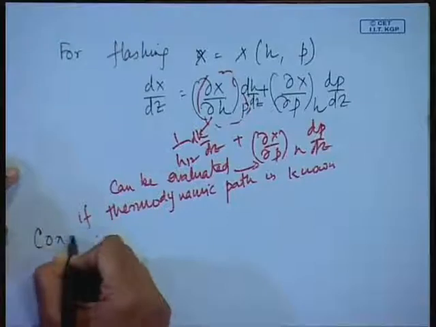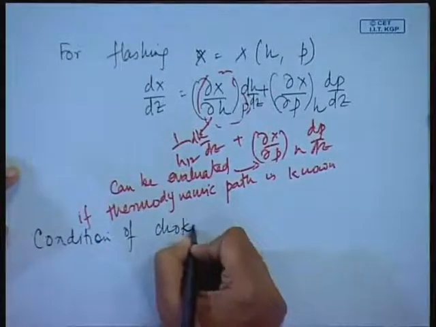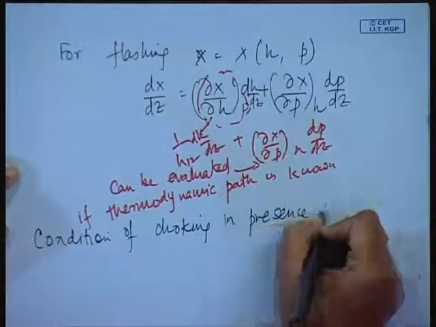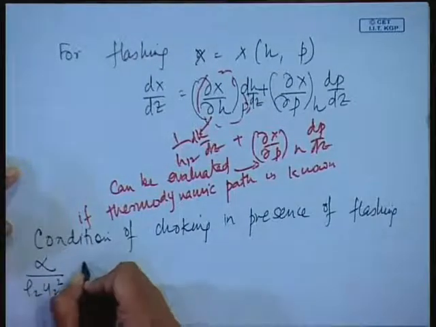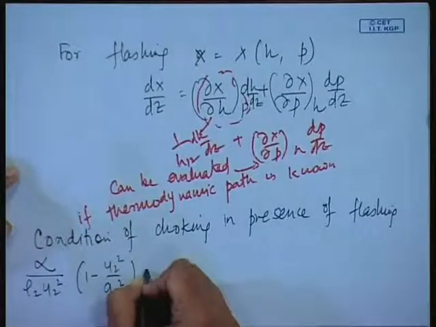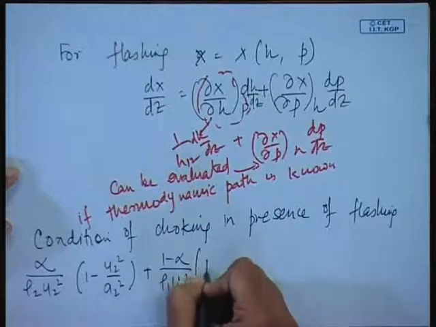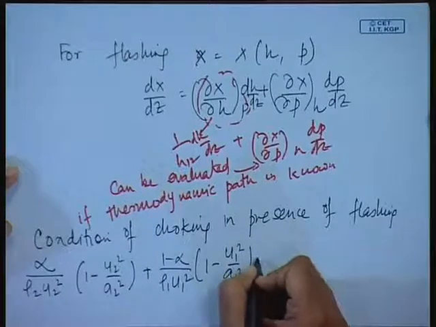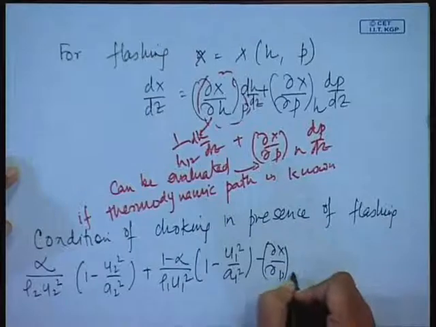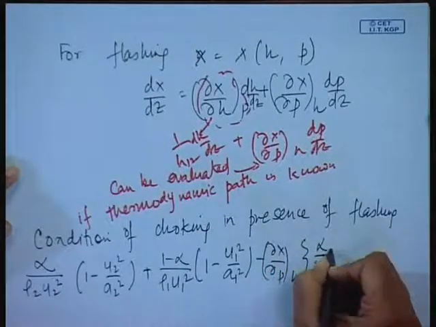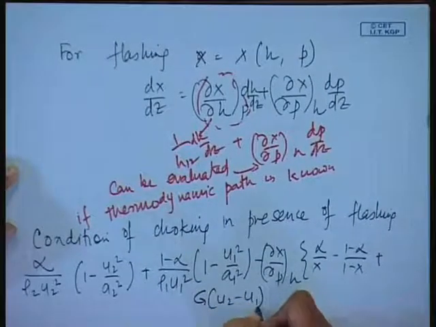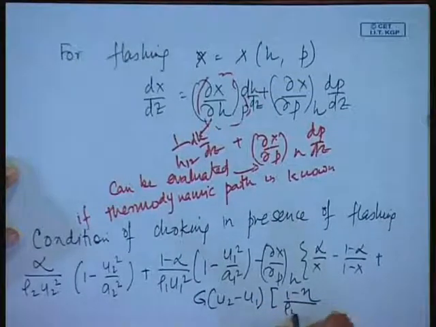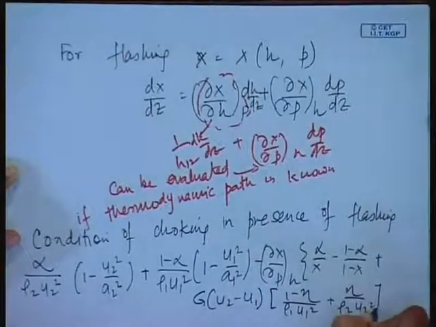we shall be noting that this will give us something like the condition of choking in presence of flashing. This will be alpha by rho 2 u 2 square, 1 minus u 2 square by a 2 square, minus 1 minus alpha by rho 1 u 1 square, 1 minus u 1 square by a 1 square, minus del x del p at constant h into alpha by x minus 1 minus alpha by 1 minus x, plus g u 2 minus u 1, 1 minus eta by rho 1 u 1 square plus eta by rho 2 u 2 square, and this has to be equal to 0.